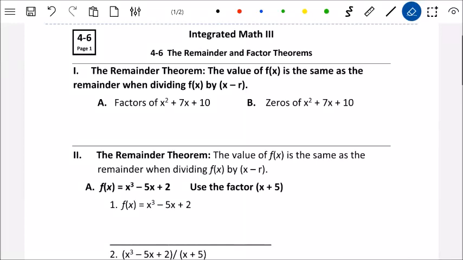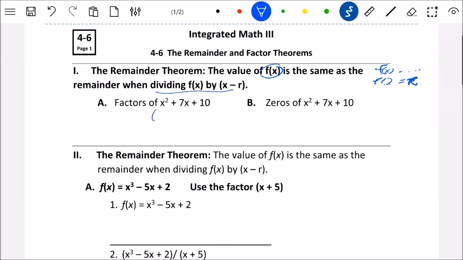Let's take a look at the remainder and factor theorems today. So the remainder theorem is saying the value of f of x, meaning that if you plug in the number that you want, it's the same as the remainder we would get if we were to divide. So in this case, we'll get zeros with this.